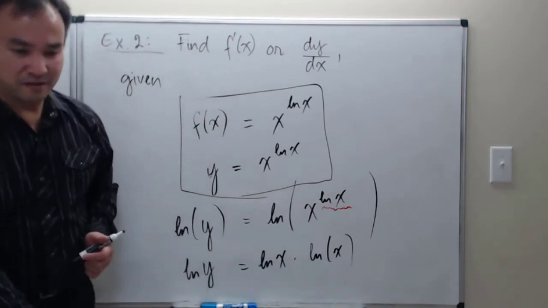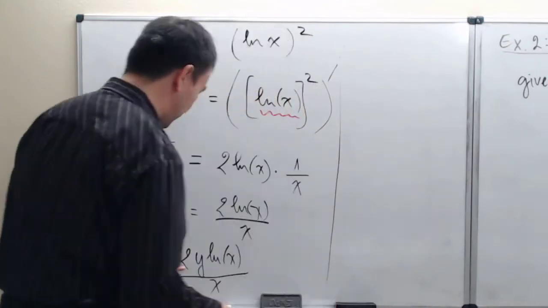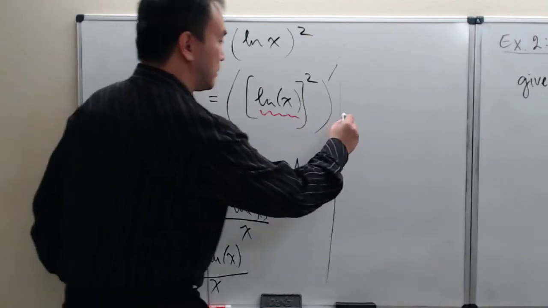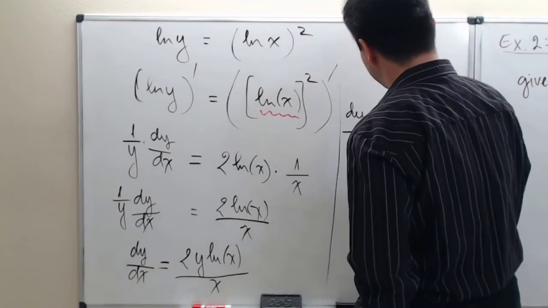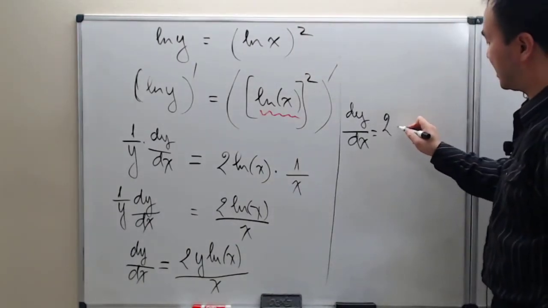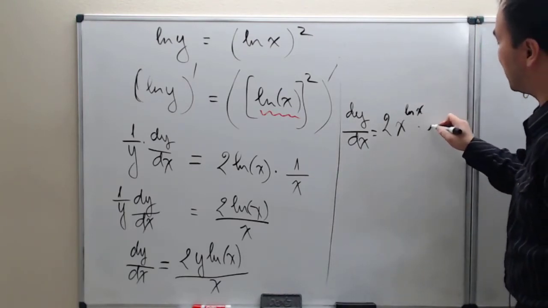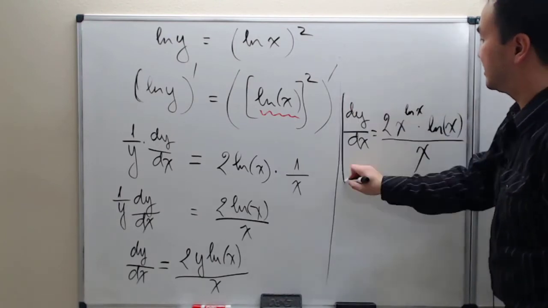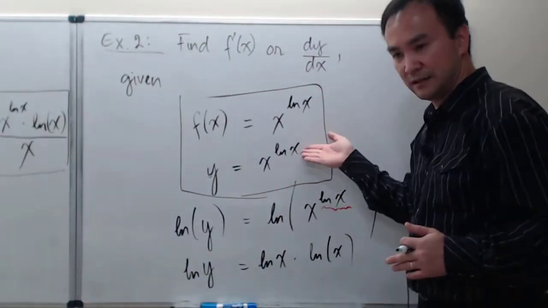So in my final derivative, I will bring back the actual substitution of y for itself. So dy dx now is going to be 2 times y, but the function y for y itself is x to the natural log of x. Then I'm going to multiply with natural log of x, and then all of that over x. And this is how we have found our derivative for this scary looking function.